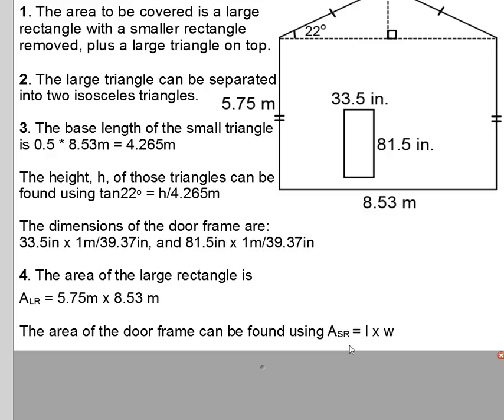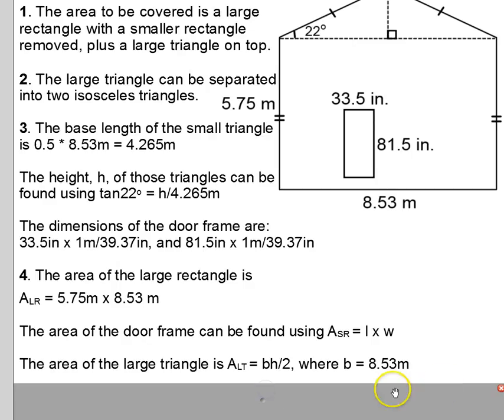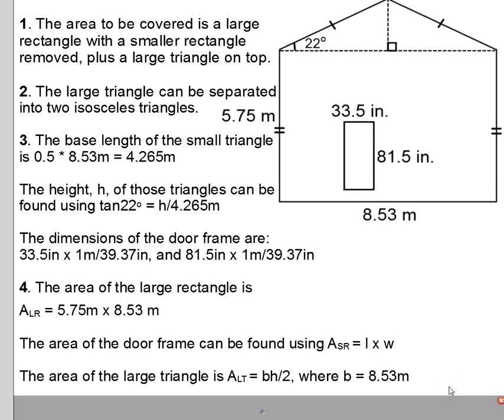So small rectangle SR and large rectangle LR, we can find the area of the large triangle. Since we were able to find the height using the small triangles, we can really still just use base times height divided by 2. Rather than using two small triangles, we'll just use the total base and the height, and the base would be 8.53. The height would have been found in step 3.